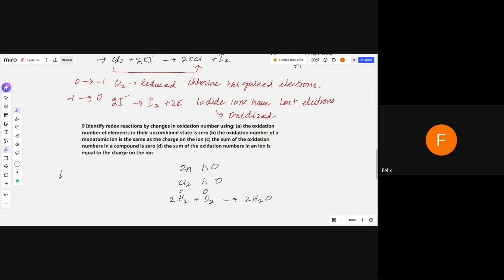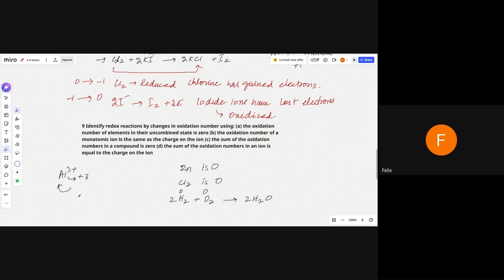Now, the oxidation number of a monoatomic ion is the same as the charge. So if you see Al 3 plus in an equation, reacting with something, it is monoatomic, it is not combined. Aluminum is not combined with any other element, and it has a charge. It's a cation, so the oxidation number of this monoatomic ion will be +3, because that's the rule.